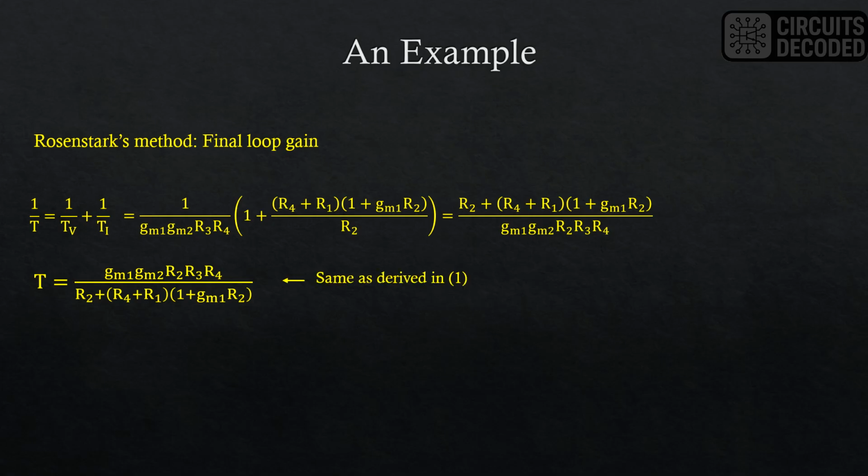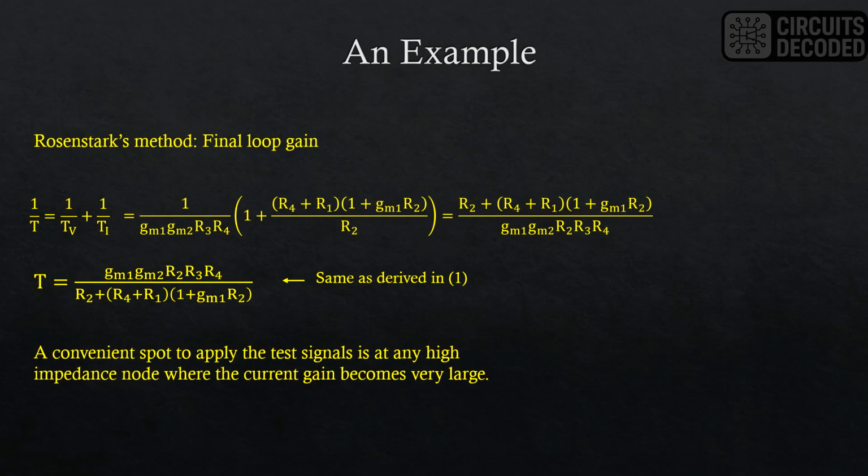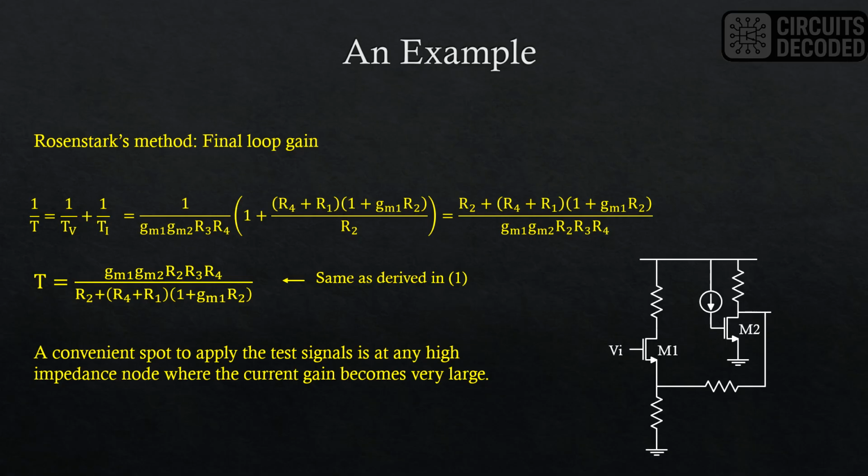Now Rosenstark's method allows us to open the loop at any point. However, we can ask ourselves, is there a preferred location? And the answer is yes. If we see the loop gain equation 1 over T, we see that there are two terms, 1 over Tv and 1 over Ti. So if any of these terms becomes 0, we can work with either voltage gain or current gain. In fact, a convenient spot to apply the test signals is at any high impedance node where the current gain is very large. In our circuit example, this location is at the gate of M2, where the current gain is infinity. So finding the voltage gain is sufficient.